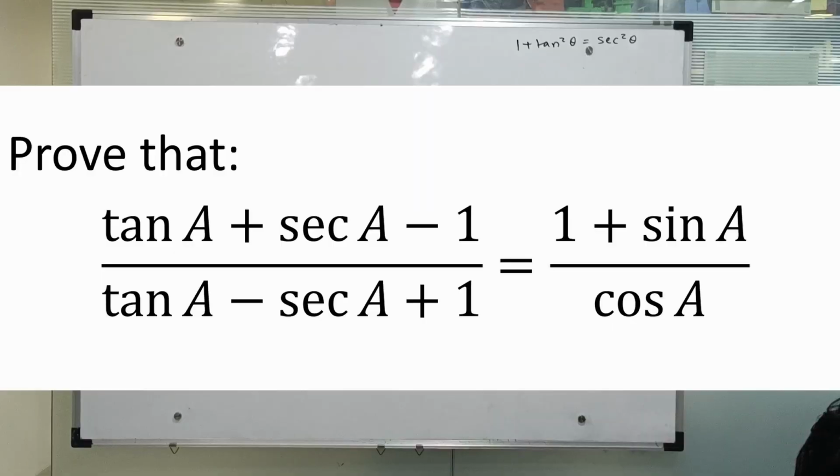Now let us go ahead and talk about a question from the 10th ICSE maths book. This is solved example 5 sub question 2. The question is as follows: tan A plus sec A minus 1 upon tan A minus sec A plus 1 is equal to 1 plus sin A upon cos A. We have to prove this. So let us see how we can do it.